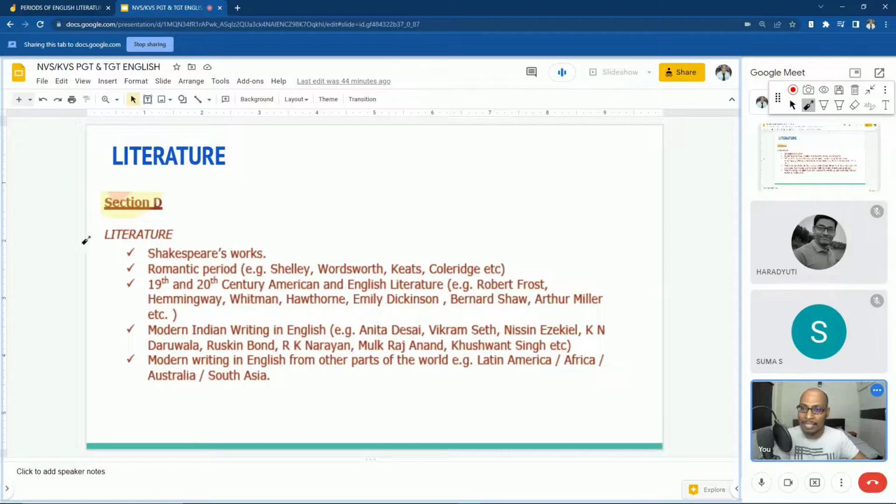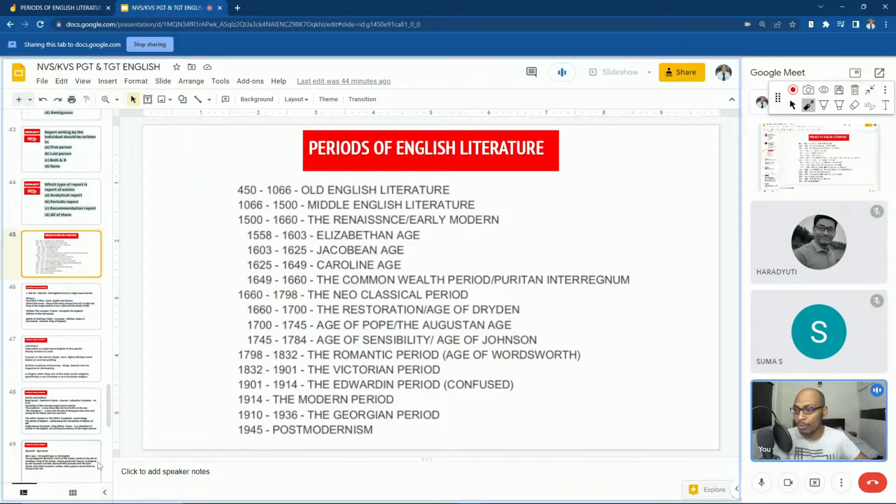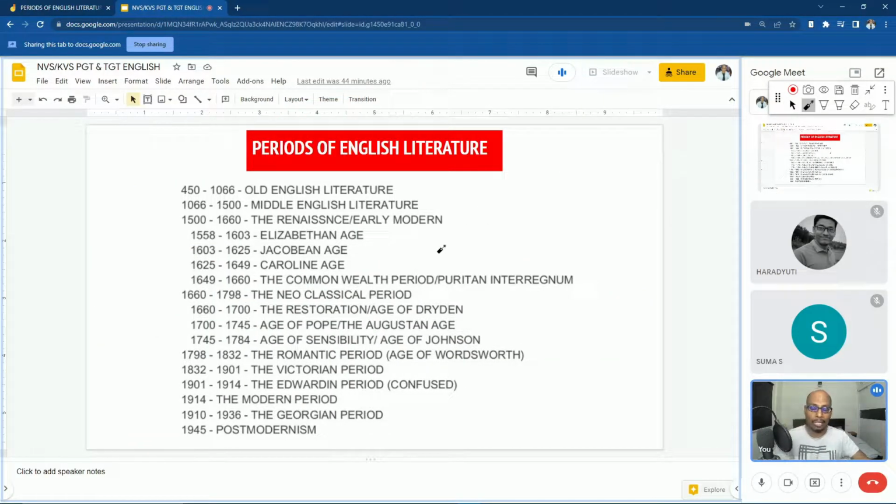Okay, so this is the syllabus. The syllabus looks very simple, very easy, but when you break it down into small pieces, we need to study thoroughly each and every part of this syllabus. Now today is a general introduction for the entire literature part, which you are going to study hereafter in your English literature part, that means Section D.